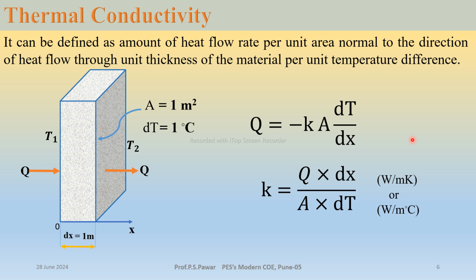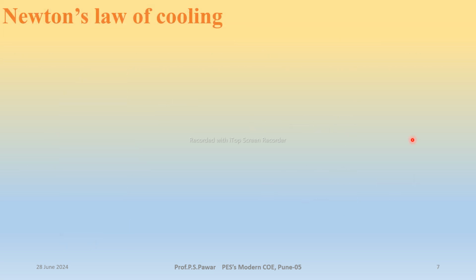So thermal conductivity is an important property for heat conduction. It should be very high for heat conduction and it should be very low for the reduction of heat transfer. Now we have the next mode of heat transfer, that is convection. Convection is nothing but conduction with fluid motion. So we have two modes of heat transfer under convection. One is free convection, which is also known as natural convection, and the second one is forced convection.